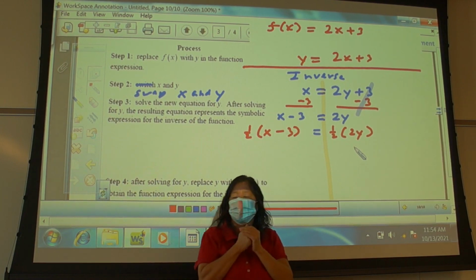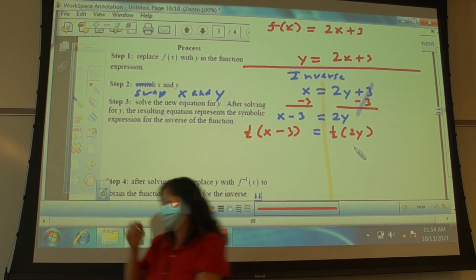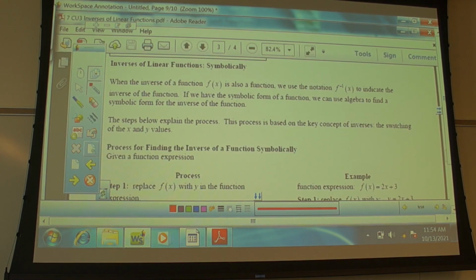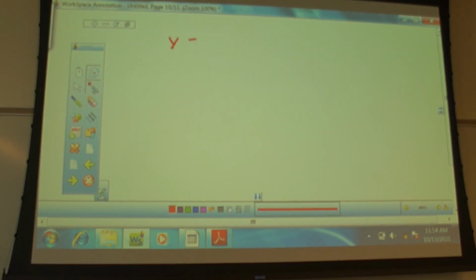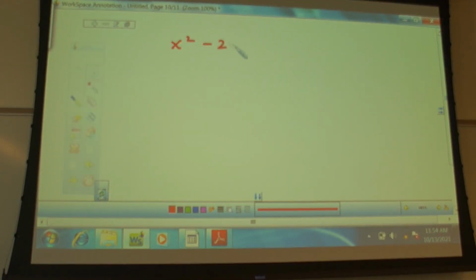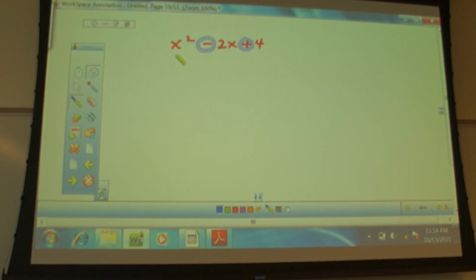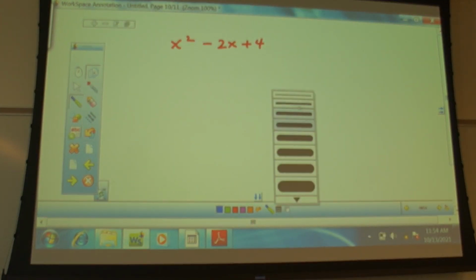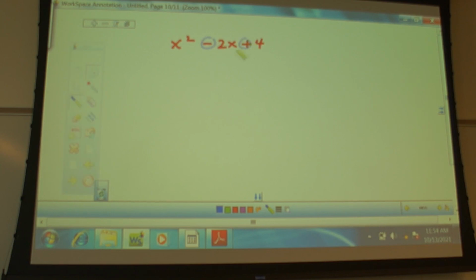Okay, so do you guys understand the idea of terms? Have you guys seen terms? Let me hop over that for a second. X squared minus 2x plus 4. How many terms does this have? Anybody want to hazard a guess? 3. Yeah. They're separated by these pluses and minuses. There's 1, 2, 3 terms.